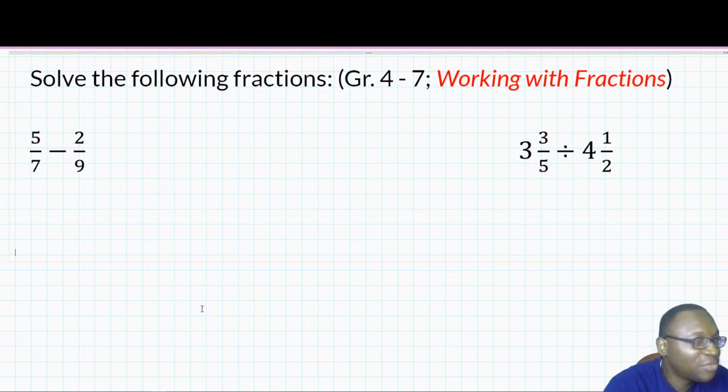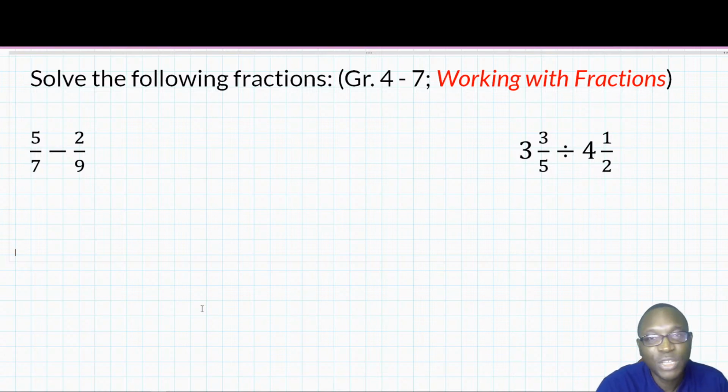All right, let's go ahead and subtract these fractions, and then we'll divide the mixed numbers. So we have 5/7 minus 2/9. Remember, when you're adding or subtracting fractions, you always have to have the same denominator before you can do anything with your numerators. If your denominators are not the same, you have to find a way to make them common. So you have to find the least common multiple or least common denominator of your existing denominators to arrive at a common denominator.